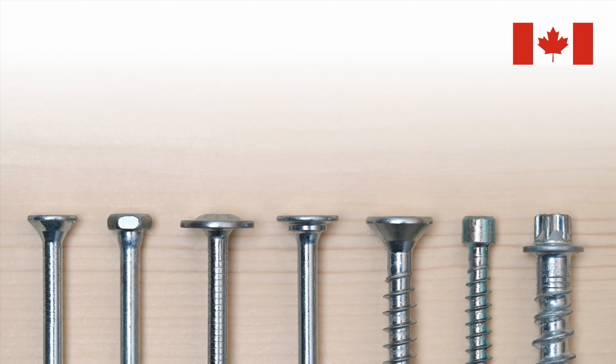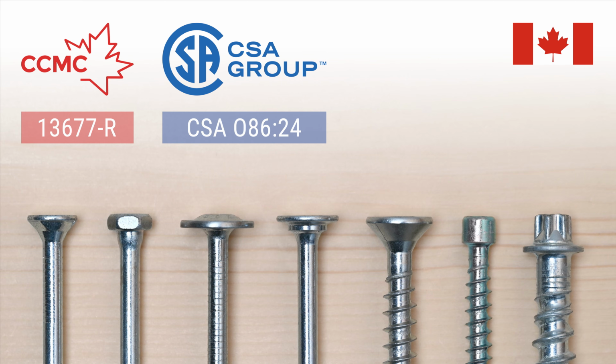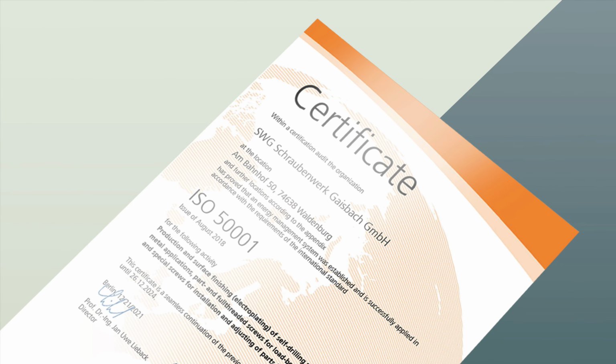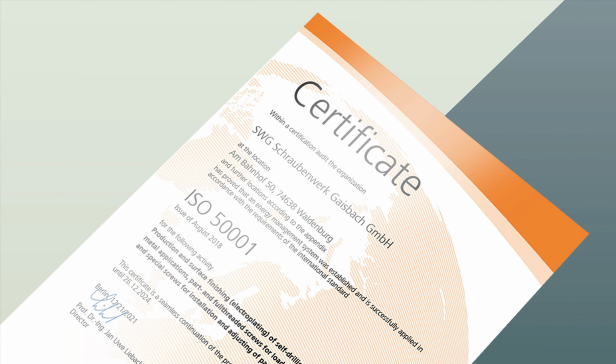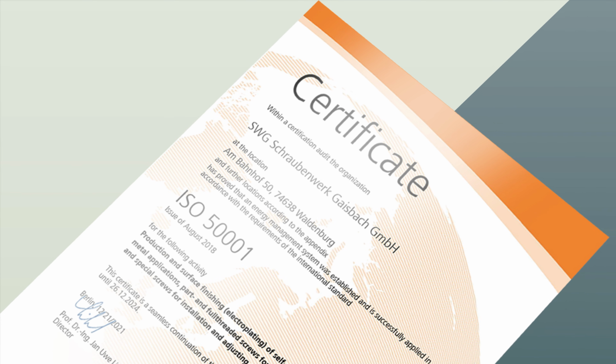Secondly, for the Great White North, our fasteners hold a CCMC certification and comply with the CSA O86.24 standards for case-hardened self-tapping screws, including a new requirement for a maximum core hardness of 390 Vickers for carbon steel. This limit helps reduce the risk of hydrogen embrittlement failures. Thirdly, they have also received an ISO 50001 certification, ensuring a proper energy management during manufacturing.